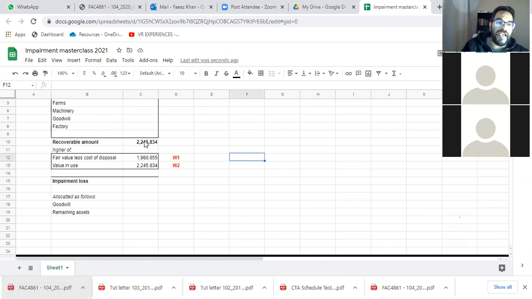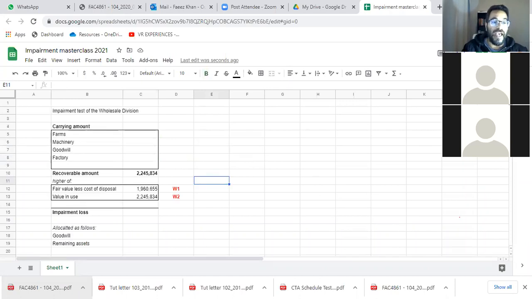When they see a select, they know I'm selecting the higher. So the principle I'll get right. Okay, so there we go. We're showing both numbers and then we're telling them we selected the higher. So we have the recoverable amount. Now we must work out the carrying amounts of the farm, the machinery, goodwill, and the factory.